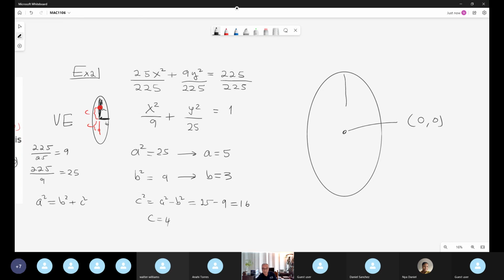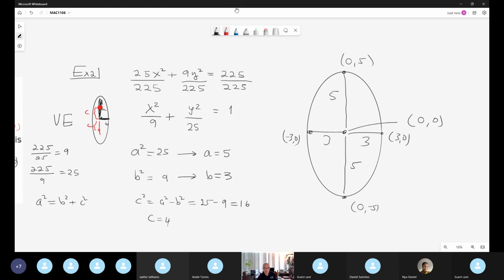That distance is 5. That distance is 5. Therefore, that point is the point 0,5. That point is the point 0,-5. And the minor axis is like that. And this distance is 3 and 3. That point is the point 3,0. And that point is the point -3,0.